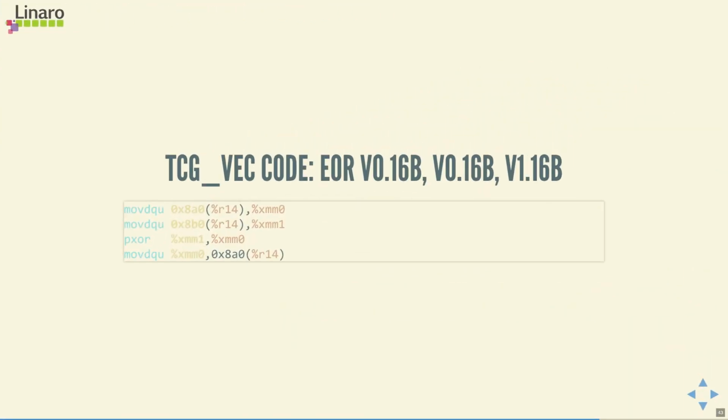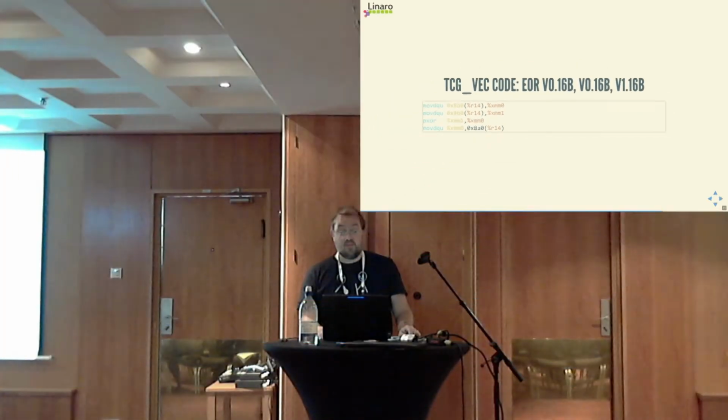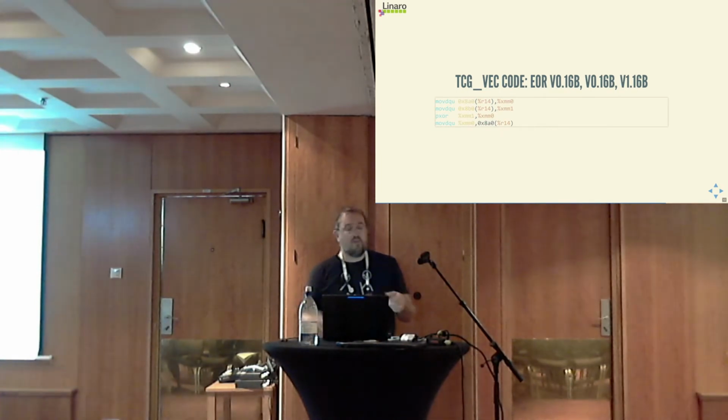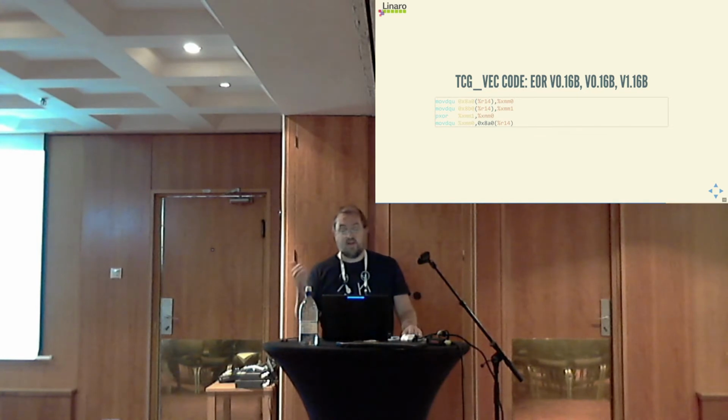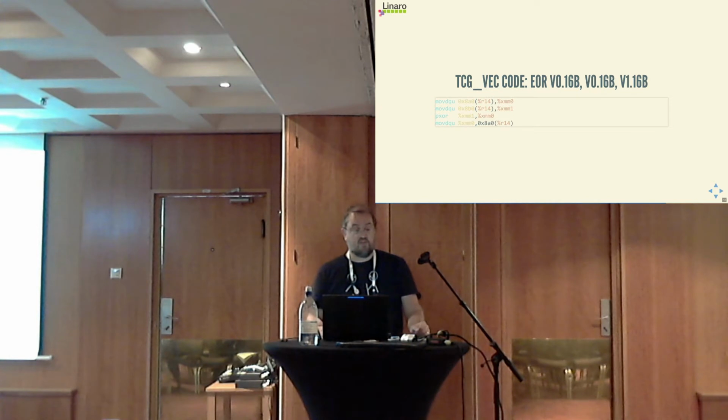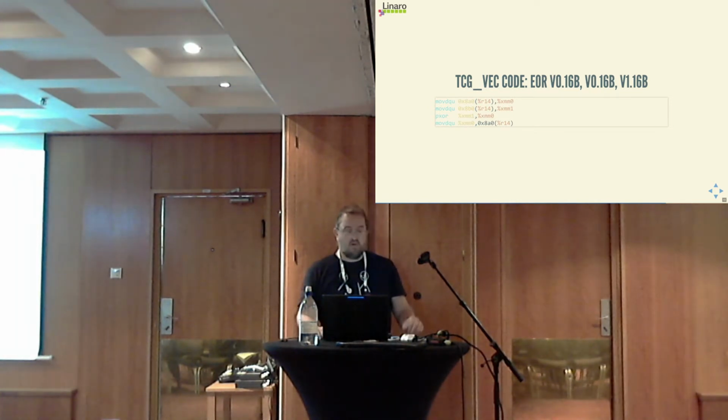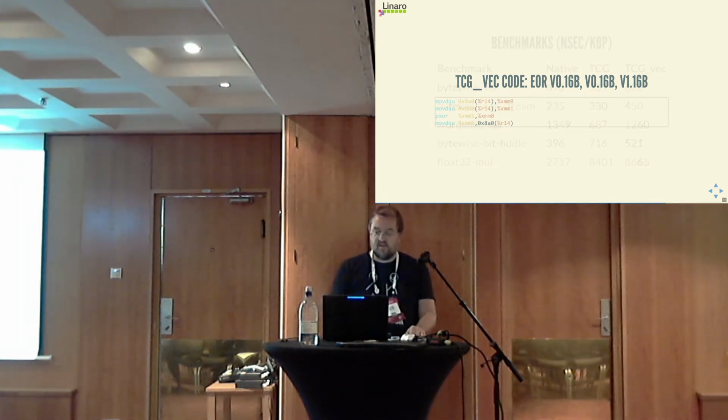So this is the SSE code that it generates on my machine. Now you can see we've got quite a close mapping for the EOR. We're using a 128-bit SSE XMM register to do the XOR for the 128-bit guest register. So let's see what amazing performance changes we have from this work.